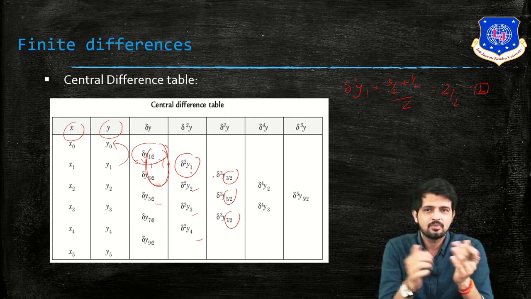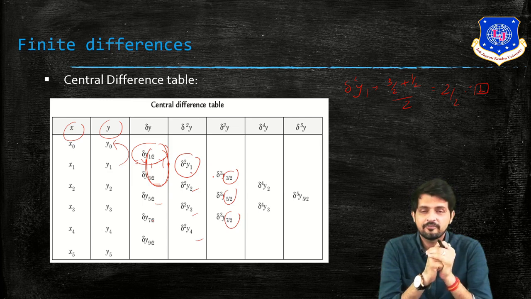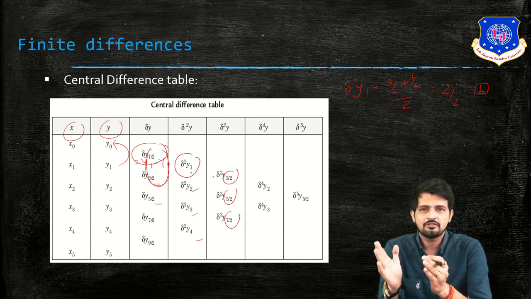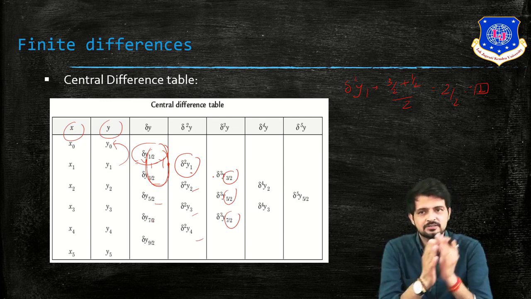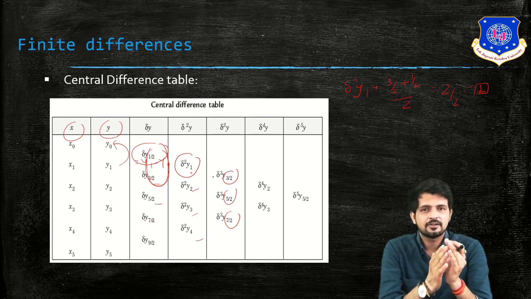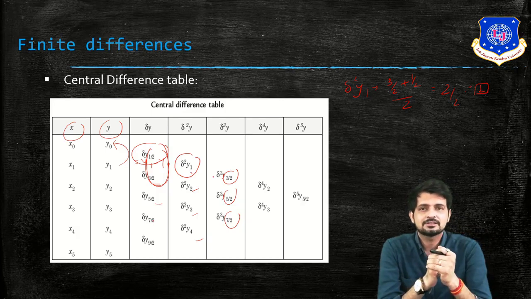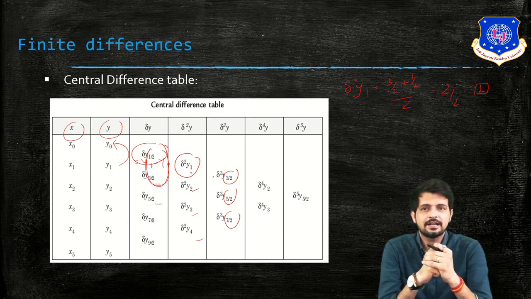So this is about the different types of finite differences. The first one was forward difference, the second one was backward difference, and the third one was central difference. In the next lecture we will start different interpolation techniques.